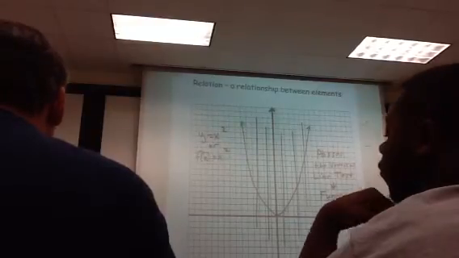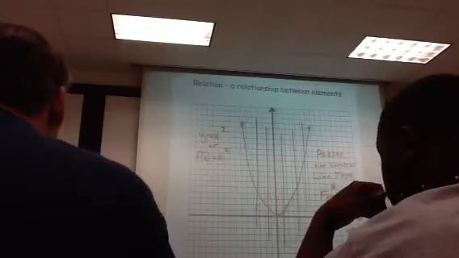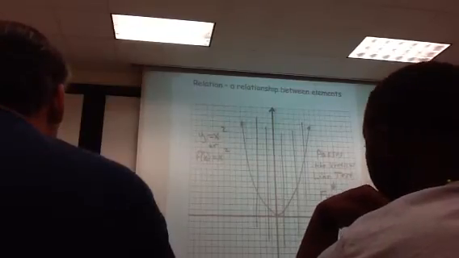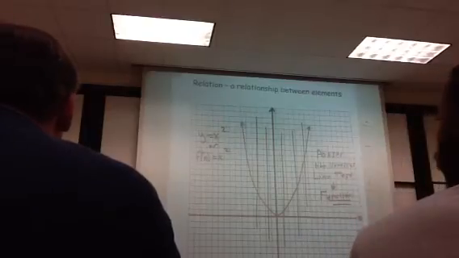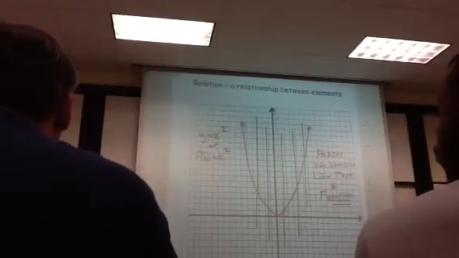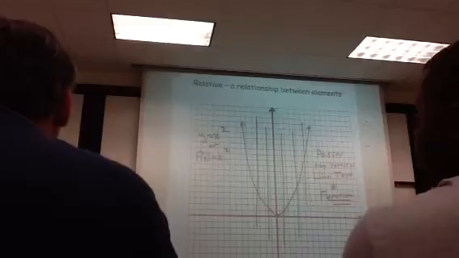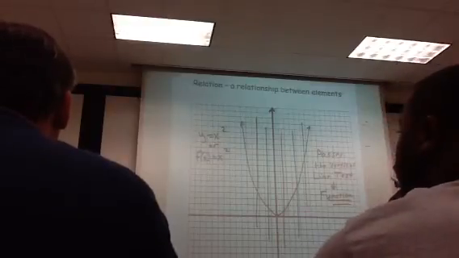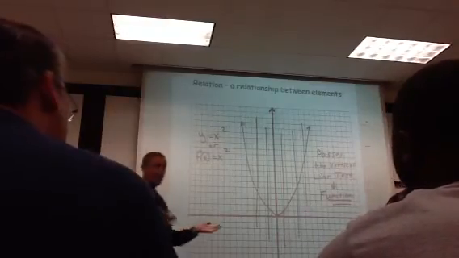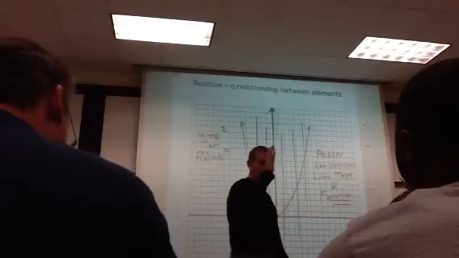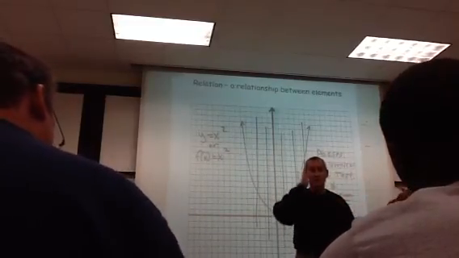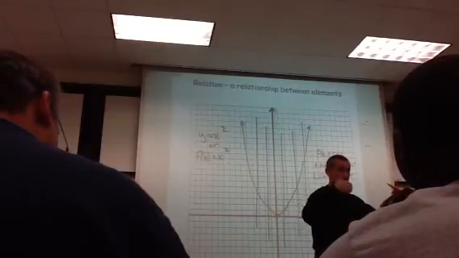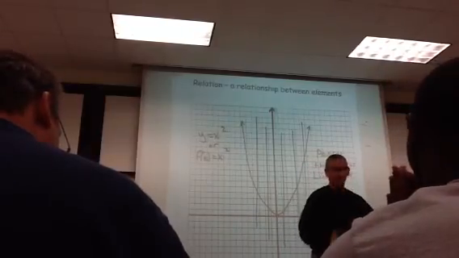Let me ask you a question. True or false? I like this. True or false? Every upward or downward turning parabola represents a function. True. How do you know it's true? Because they pass the vertical line test. Every upward or downward turning parabola passes the vertical line test, therefore is a function.